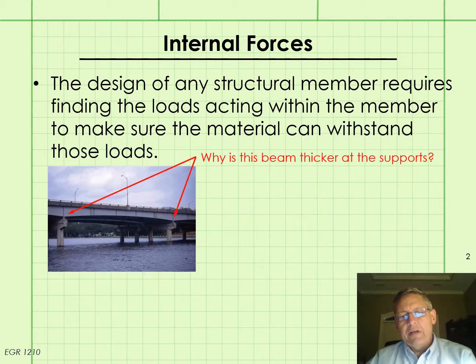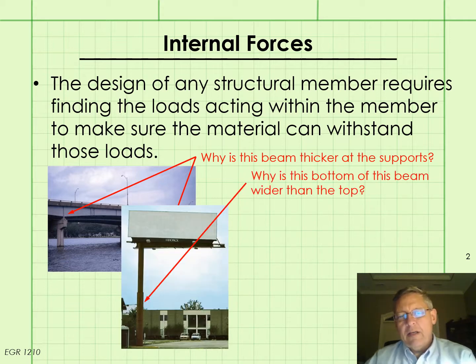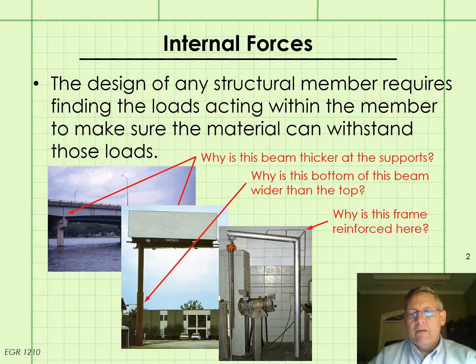The bridge here, and maybe it's intuitive, but why is the beam thicker at the supports? Here, the sign mounted on a pole. Why is the bottom of the beam wider than the top of the beam? And here for this frame, with a winch attached to it, why is the frame reinforced where it is?